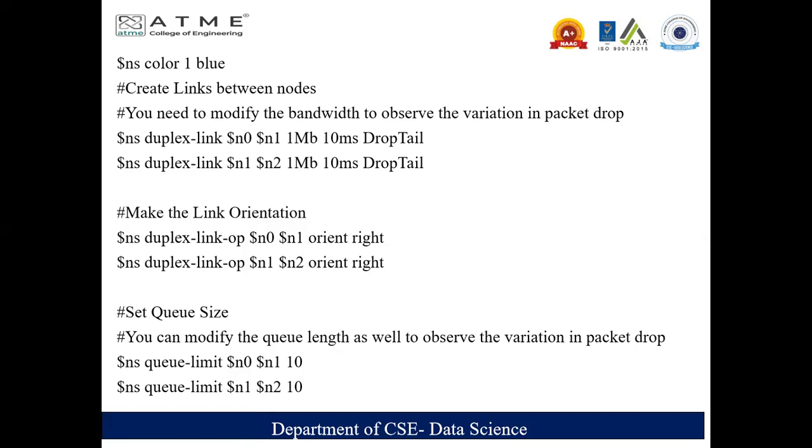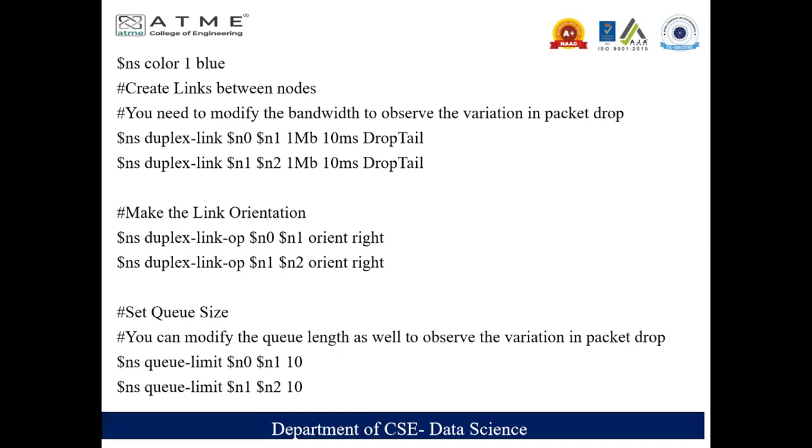Now I'm creating the orientation. That means deciding next to which node each node has to be placed. So the duplex link is created between N0 and N1. I'm placing N1 to the right of N0, so orient right. Next I'm placing N2 to the right of N1, that is orient right. So the nodes are laid out.